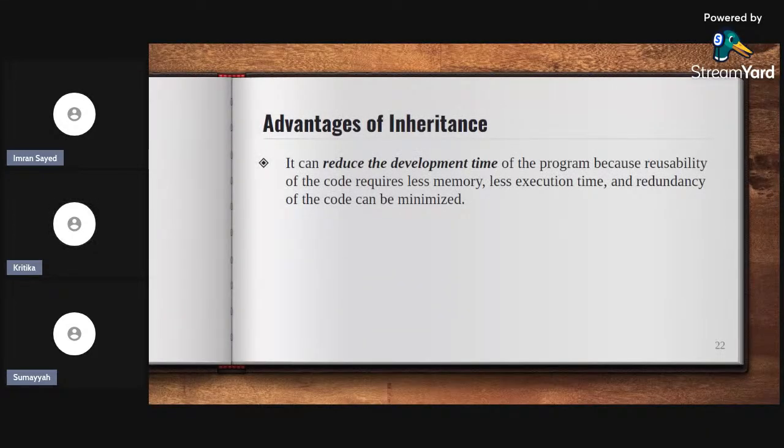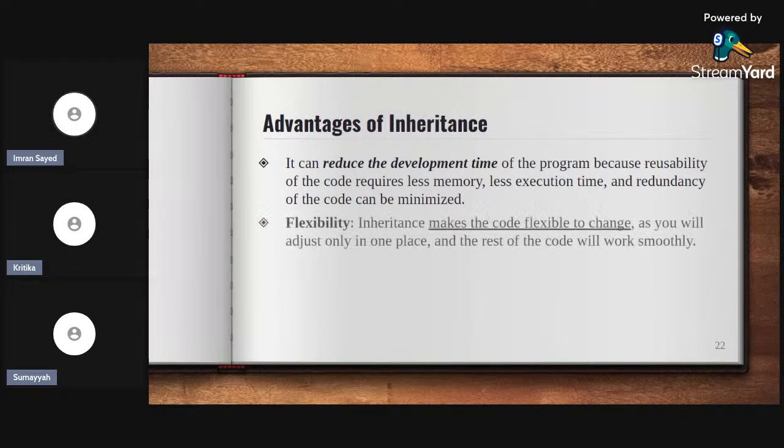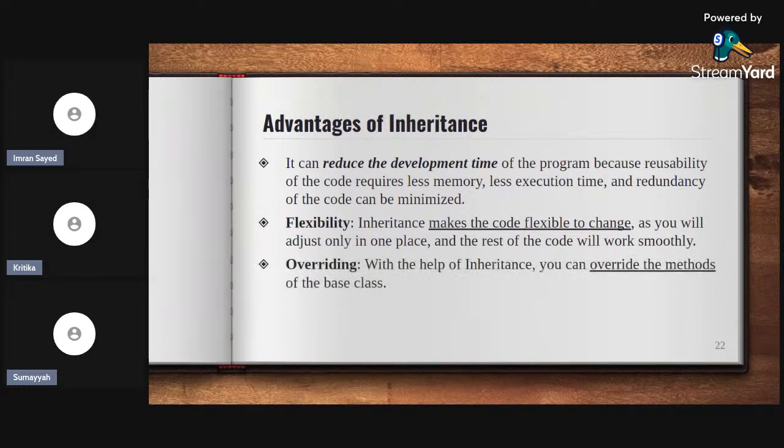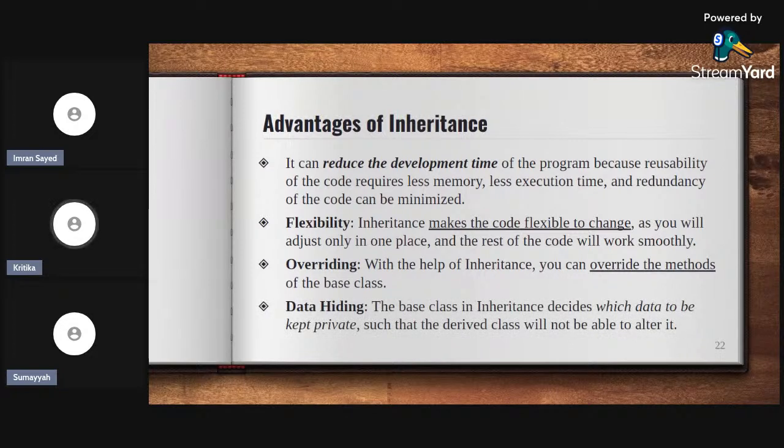Advantages of inheritance. It can reduce the development time of the program because reusability of the code requires less memory, less execution time, and redundancy of the code can be minimized. Flexibility. Inheritance makes the code flexible to change, as you will adjust only in one place and the rest of the code will work smoothly. Overriding. With the help of inheritance, you can override the methods of the base class. Data hiding. The base class in inheritance decides which data to be kept private, such that the derived class will not be able to alter it.